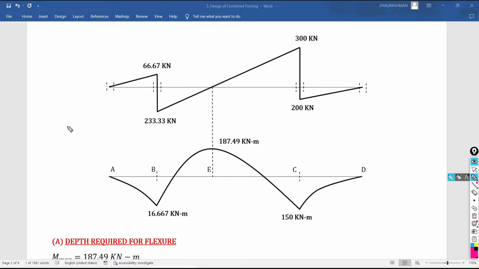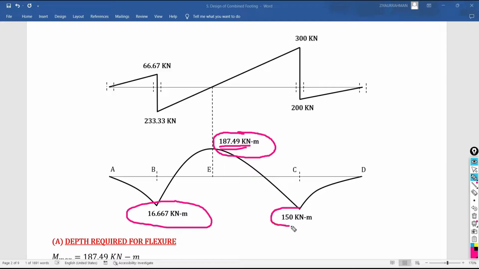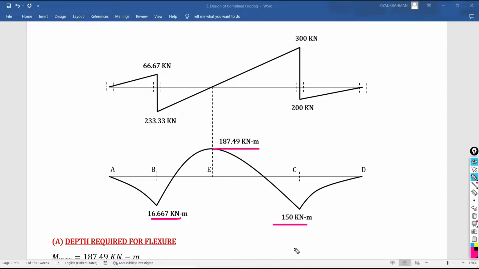Under the application of the loading, your foundation is going to be deformed and these moments are going to be generated. To resist this much moment, I want to calculate how much effective depth or total depth of the footing is required. Amongst all these three values of the bending moment, we have to consider the maximum one, irrespective of the sign or the nature of the moment, whether positive or negative. We consider only the number. Based on the number, the maximum value is obviously 187.49 kilonewton meter.